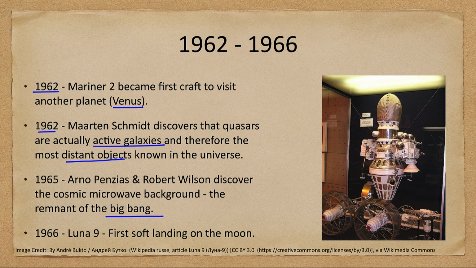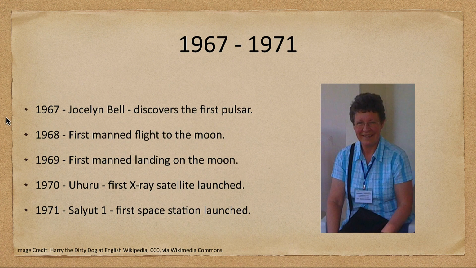So the first time a soft landing occurred on the moon, and other times we crashed into the surface. This was the first time we landed softly, preparing the way for manned missions coming up in just a couple of years. And by 1967, we see Jocelyn Bell pictured here discovering the first pulsar, which was that neutron star we discussed a little while ago, rotating very rapidly at the center of the Crab Nebula.